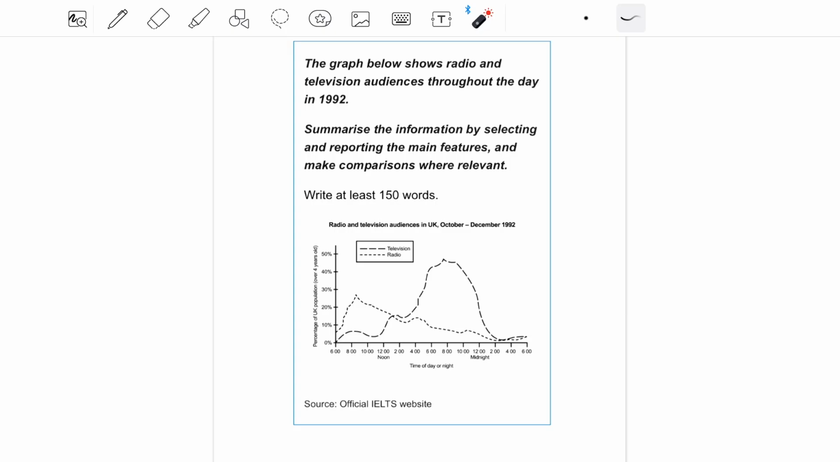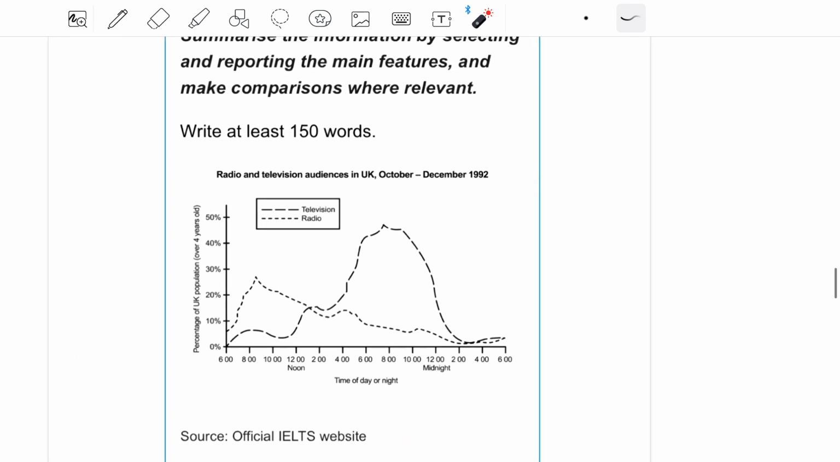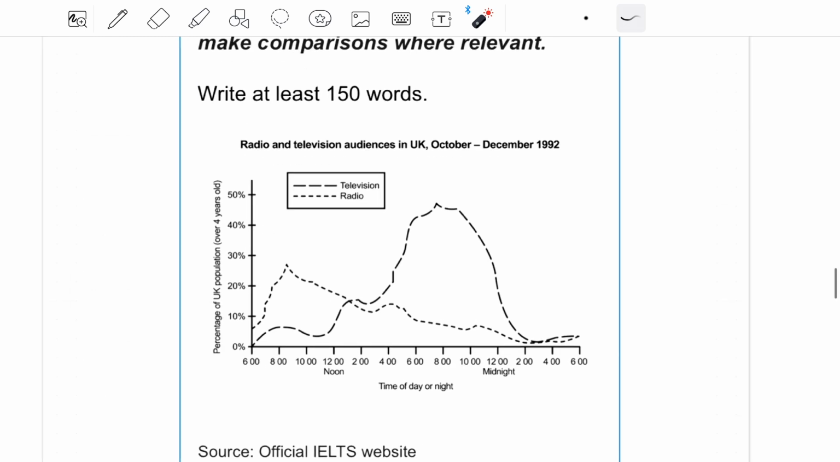Okay, so let's have a look at the next question. This looks pretty easy. I mean, it doesn't look very challenging. The question here says that the graph below shows radio and television audience throughout the day in 1992. So yeah, this is not a very complex question.